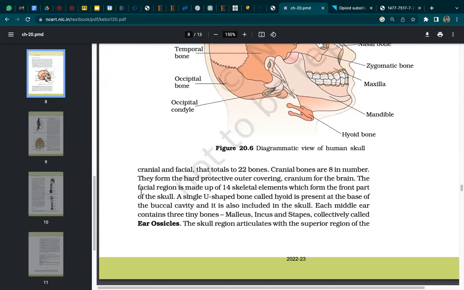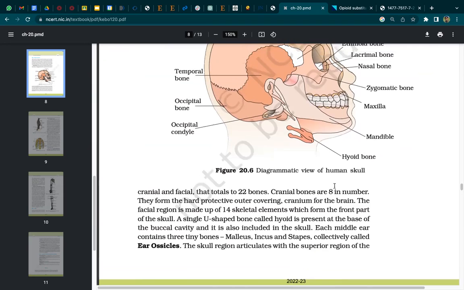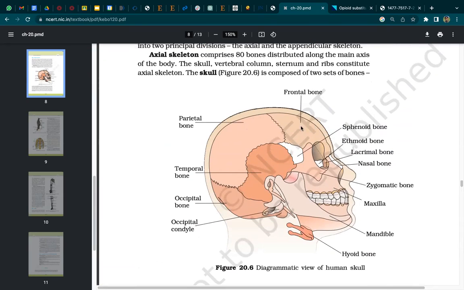Okay. So the cranial and facial together make 22 bones. Cranial bones are 8. And the important thing about the cranial bones is 1, 2, 3, 4, and then 5, 6, and there will be on the other side 7 and 8. So this temporal will be on the other side as well, right? So there will be 8 total cranial bones.